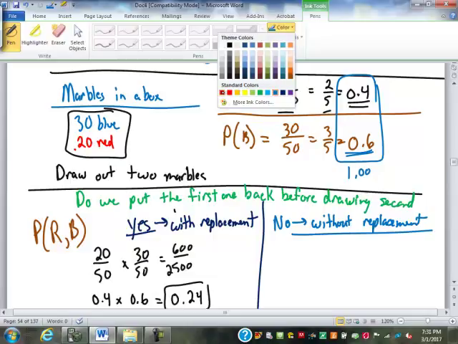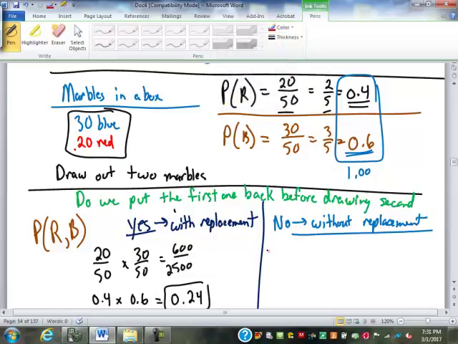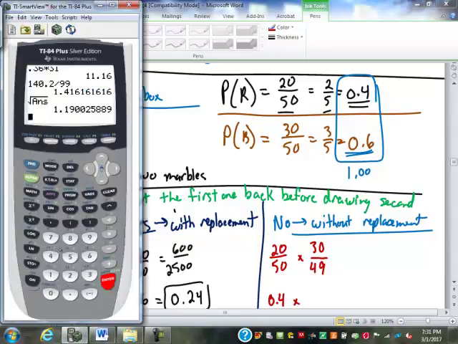What that means is, what's the probability of the first one being red? Still 20 out of 50. That doesn't change anything. But we don't put it back. What's the probability of the second one being blue? Well, how many blue marbles are in there? 30. But how many total marbles are there? Only 49. So that's 30 divided by 49. 0.6122.